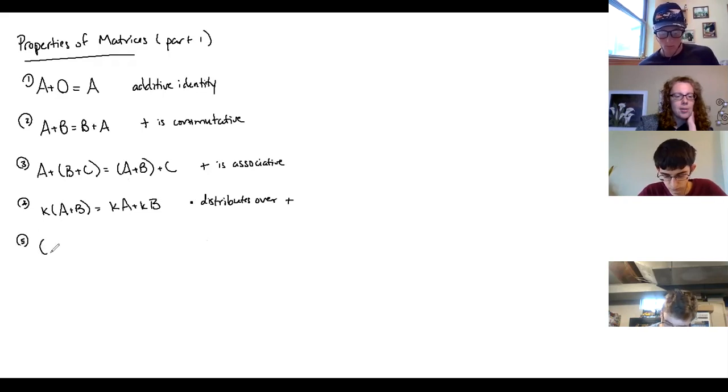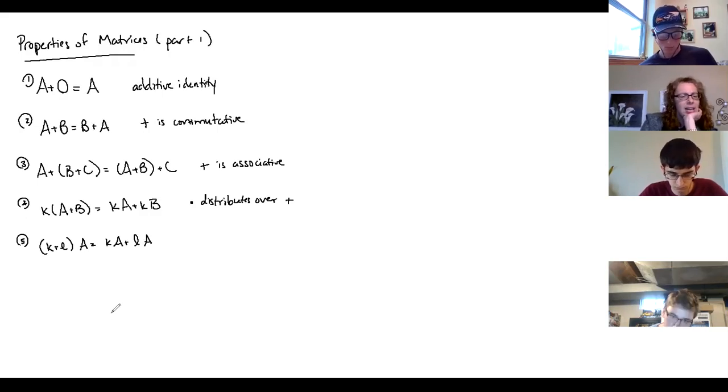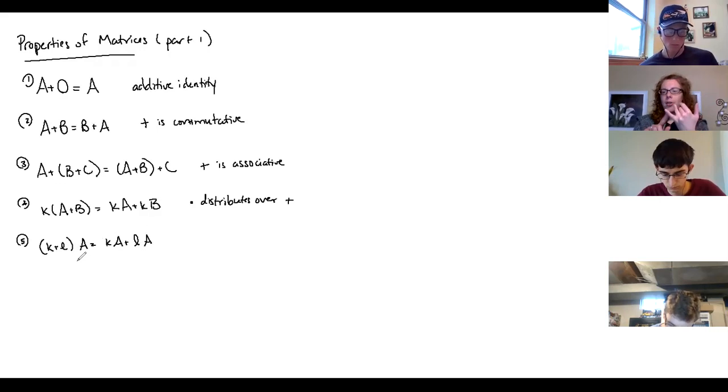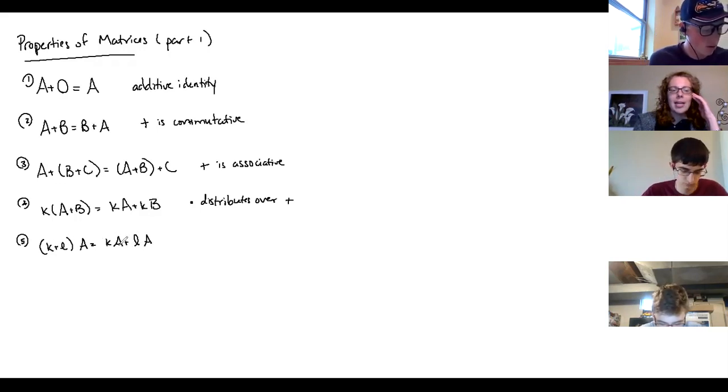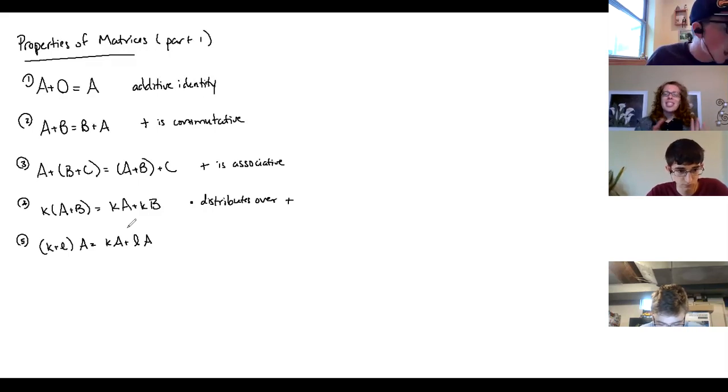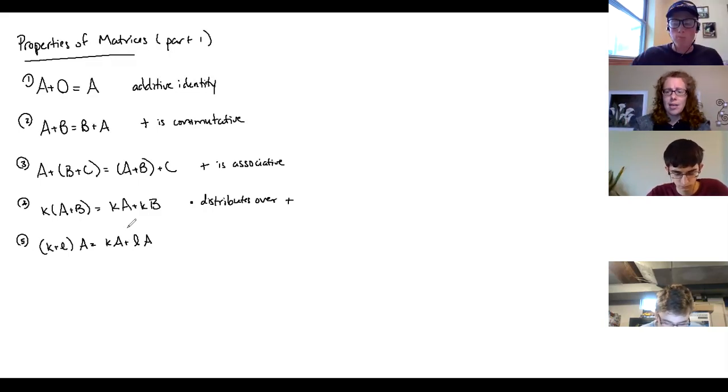And then last, we can do (k plus l) times A is kA plus lA. K plus l, it's an l, sorry, it doesn't look like an l. This technically doesn't have a name because my operation has changed. The operation on the left-hand side is addition of 2 scalars. Operation on the right-hand side is addition of 2 matrices. So this kind of sort of looks like the distributive property, but not exactly, because my operation isn't the same on both sides of the equation.